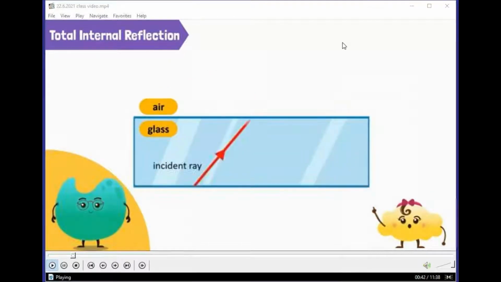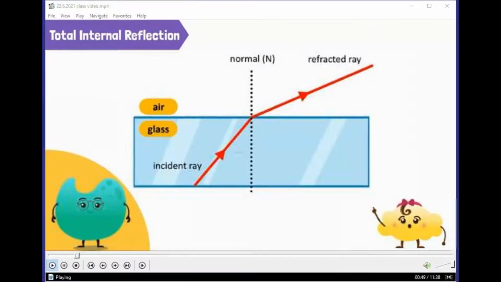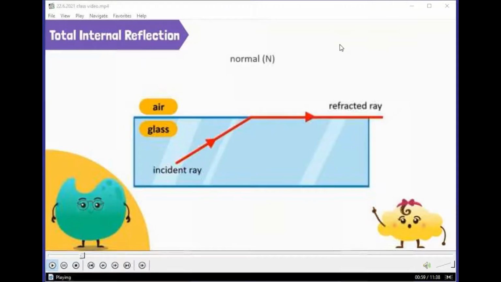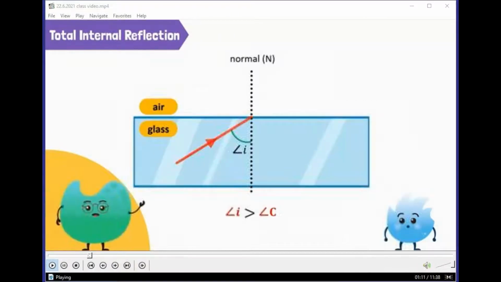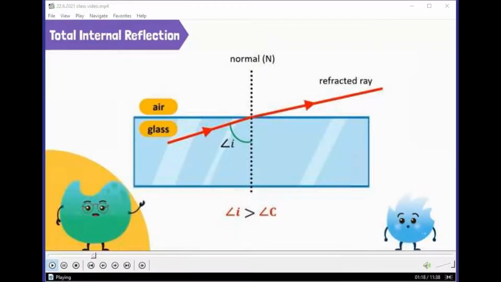A ray of light passing from a dense medium to a rare medium refracts and bends away from the normal. Here, the angle of refraction is greater than the angle of incidence. When the angle of refraction is equal to 90 degrees, we get a critical angle, denoted by C. In this case, the angle of incidence is equal to the critical angle. But when the angle of incidence becomes greater than the critical angle, then the refracted ray does not enter the rare medium. Rather, it is reflected in the same medium. This is what we call total internal reflection.